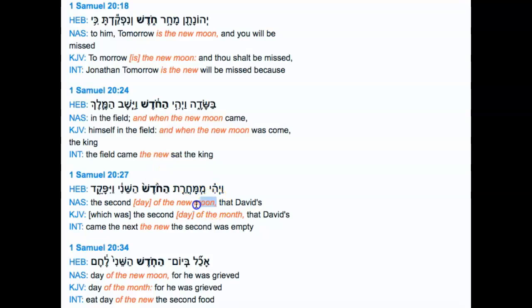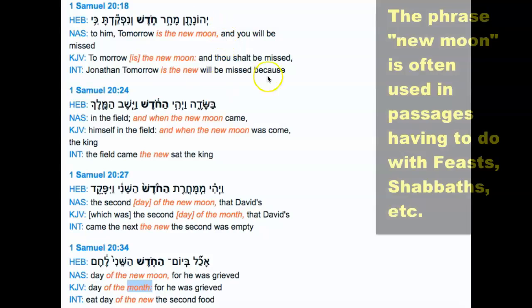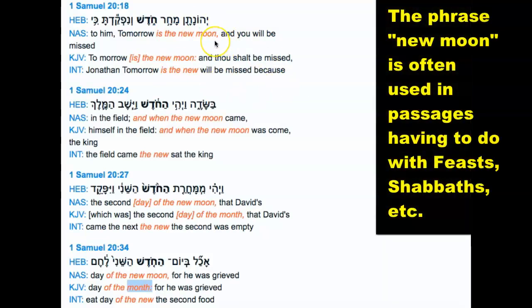But interestingly enough, you see right here new moon being used, but then right here, the word month is being used. Same for 1 Samuel 20:34. New moon is being used right here, but then month is being used. And notice how the main places that you see new moon being used is when it has to do with feasts and Shabbats and counting the feast, Shabbats, and the new month. Very interesting and suspicious indeed.